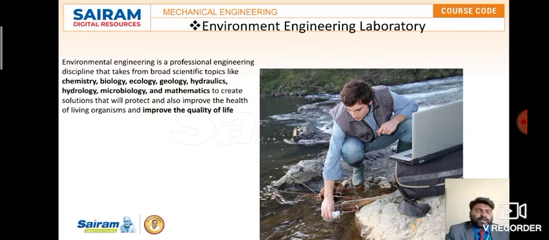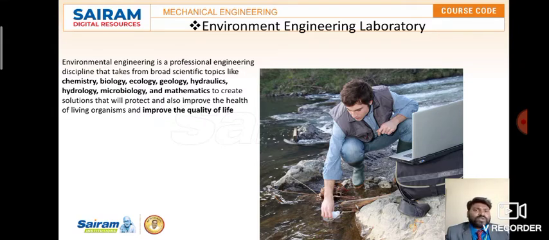So different laboratories that we see, chemistry laboratories or physics laboratories, and also another one is the environmental engineering laboratory. So what does that do? They will take the broad scientific topics like chemistry, biology, ecology, geology, hydraulics, hydrology, microbiology and mathematics. So all these areas or topics they will cover for this environmental engineering laboratory, right?